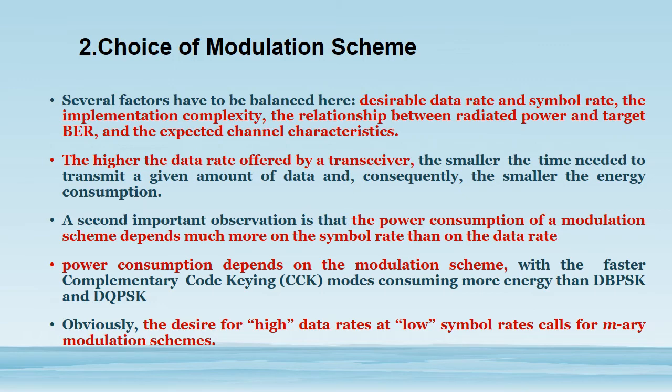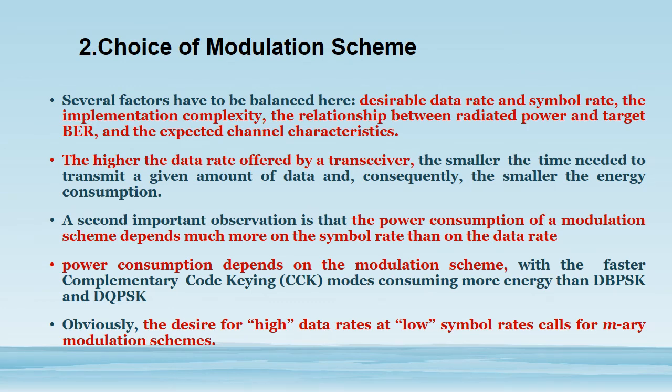Generally, in transceiver design, two types of measurements are more important: one is symbol rate, another one is data rate. If you are increasing the symbol rate, the power consumption is more compared with your data rate. That's why we are focusing more on the symbol rate. For example, in QPSK modulation or differential PSK modulation, the number of bits representing one symbol will decide your corresponding data rate.